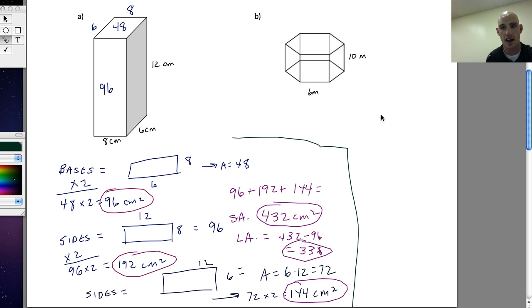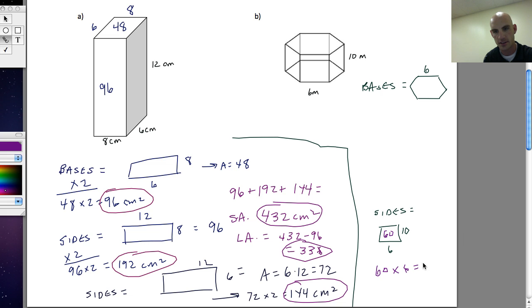In this case, I have only two shapes, and we have bases, and those are these hexagons here, and the sides are these rectangles. These hexagons have 6 on the sides, and these rectangles have 6 by 10. So I know that the area here is going to be 60, and 60 times 6 is 360.